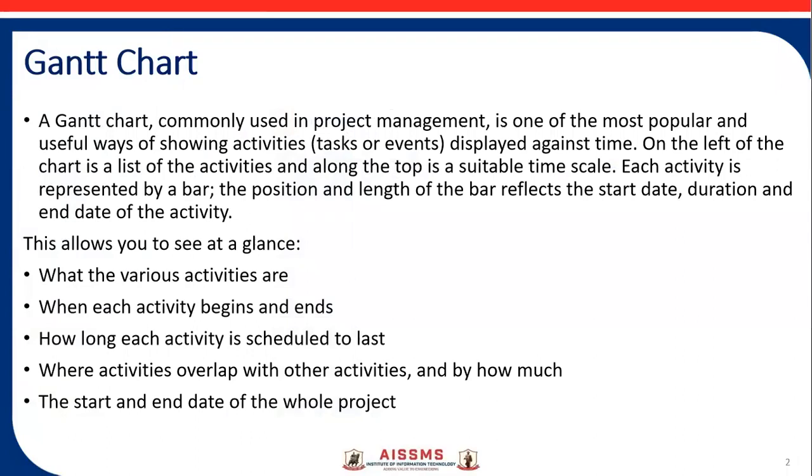Along the top is a suitable timescale. Each activity is represented by a bar. So here the Gantt chart is also called a bar graph. The position and the length of the bar reflect the start date, duration, and end date of the activity.